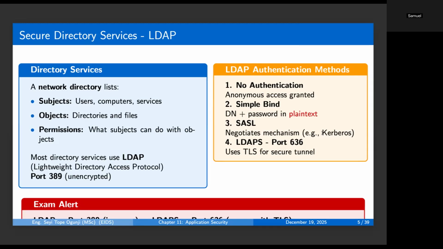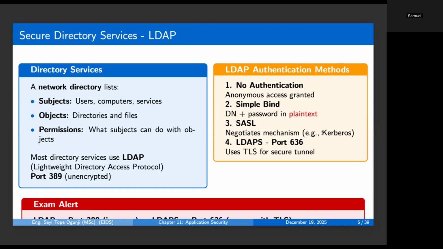Then the point here is that there are some ports that are open. Sorry, I said directories, I mean ports. Port 389, for instance, is an open port. And what do we mean by open port? Think of it like a door with a number, but it's not secured. Anyone can just open it. So those are some of the ports that are open ports. Most directory services use LDAP, that's the Lightweight Directory Access Protocol.